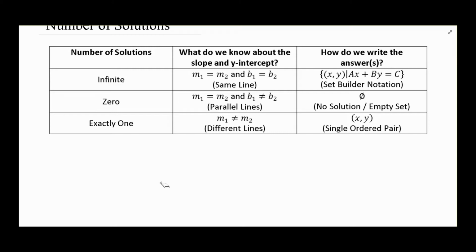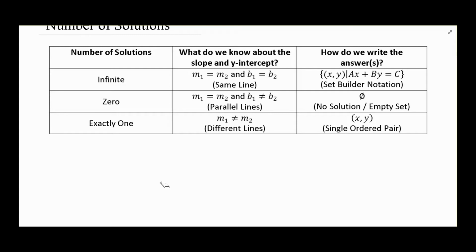Now, that's read as the set of all ordered pairs xy such that ax plus by equals c. The ax plus by equals c part is whatever the equation is that we graphed. So if this was y equals 2x plus 1, then we can put that there. It's typically written in standard form there, but it's not completely necessary.